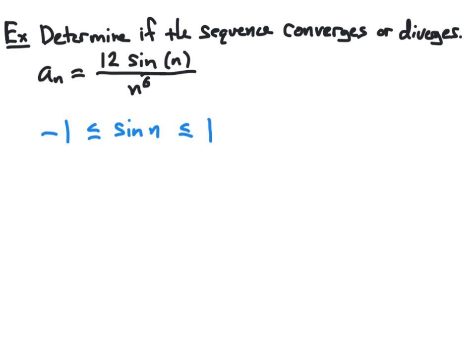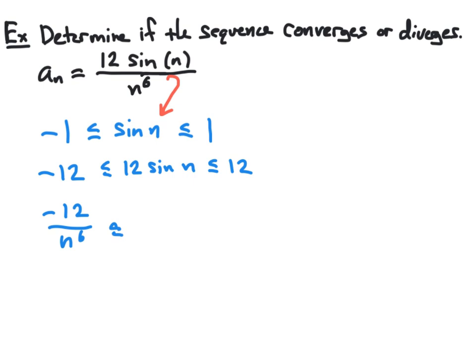What we ultimately need to do is get our sequence term in the middle of this inequality set here. And so we can do this in stages. We can first multiply the 3-part inequality by the constant 12, and we'll obtain negative 12 is less than or equal to 12 sine of n less than or equal to 12. And then we can divide each term by n to the 6th. And so we'll end up with negative 12 over n to the 6th less than or equal to 12 sine of n over n to the 6th less than or equal to 12 over n to the 6th.